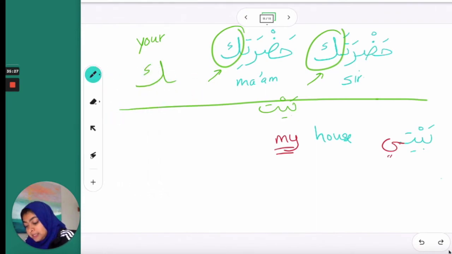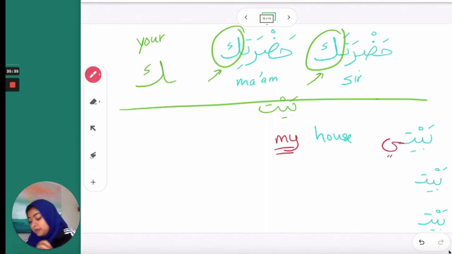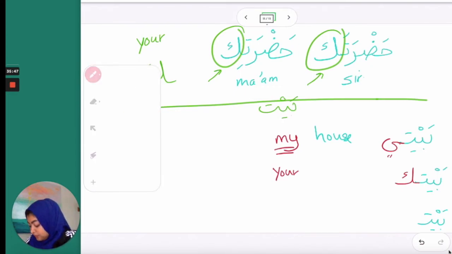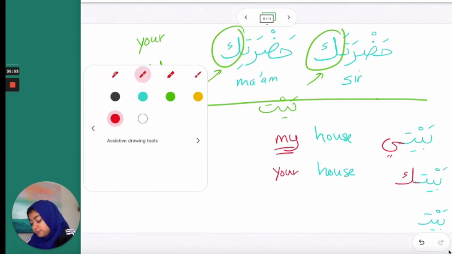If I wanted to say the word bait, I'll add it twice. And I want to say your house, so I'm going to add a kaf at the end. Now, two things to note about the pronunciation. So this one means your house. Two things to note about the pronunciation.